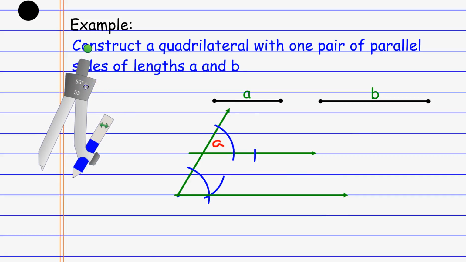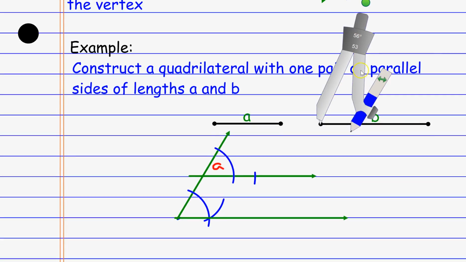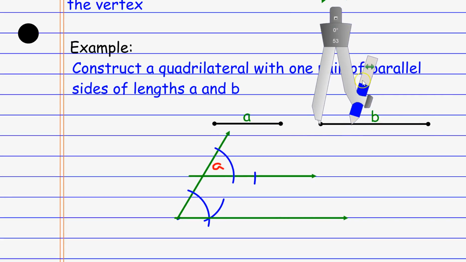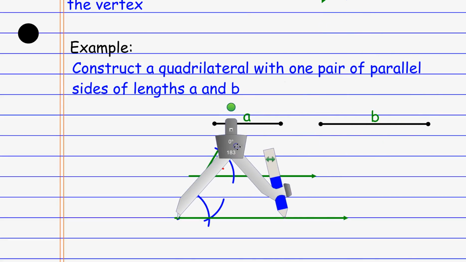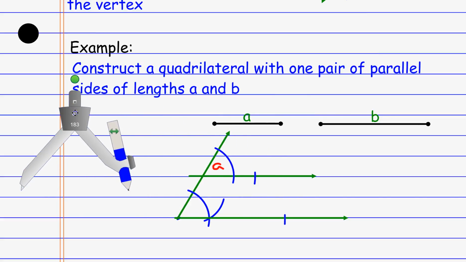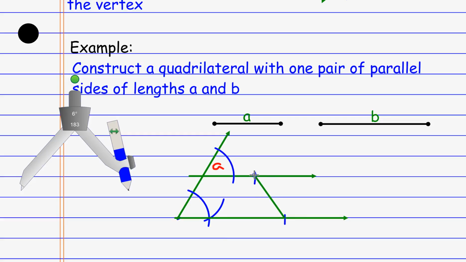But I want that line to have a length of b, so once again I use my compass to measure the length of b. And now I just transfer that measurement. So now that bottom piece has a length of b, the top piece has a length of a. I just need to construct the last side of this quadrilateral by connecting these two points. And there it is.